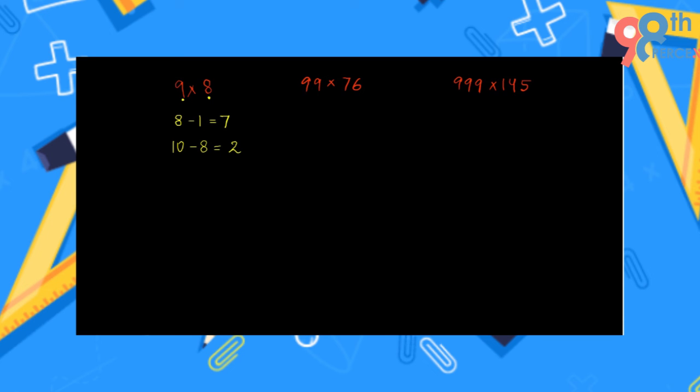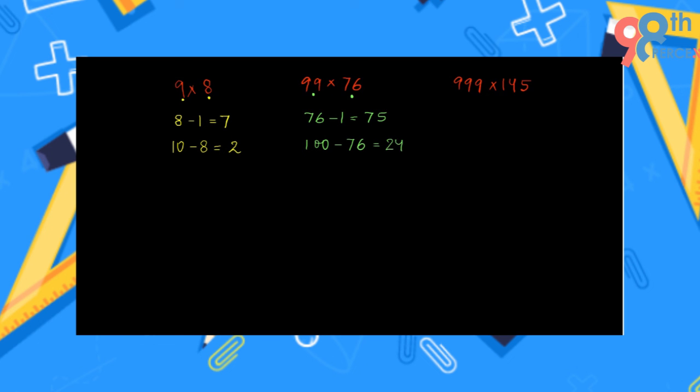Again I'm going to subtract 1 from 76. So 76 minus 1 is 75. I'm going to raise this 99 by 1, so I'm going to get 100. 100 minus 76 is equal to 24.